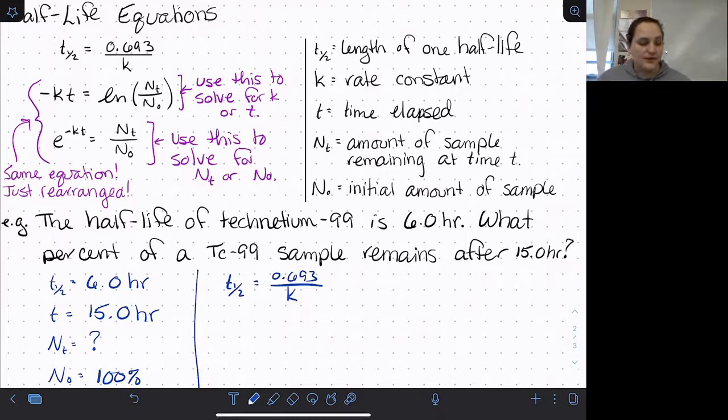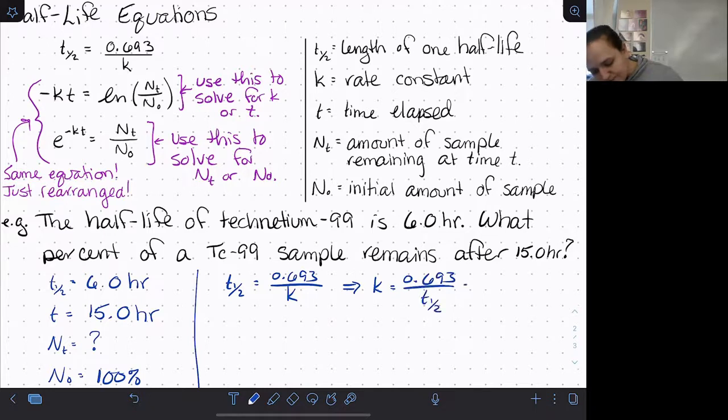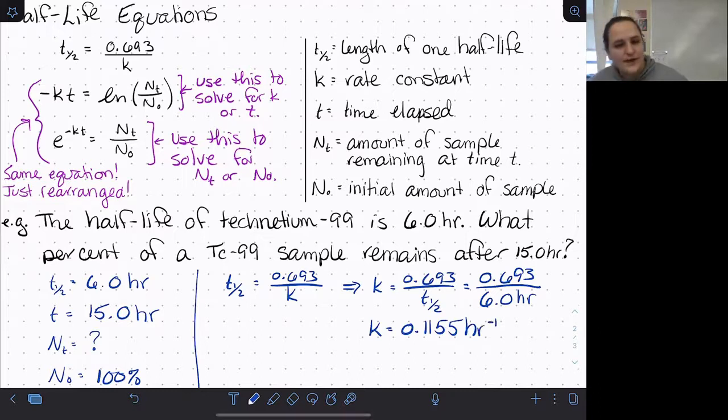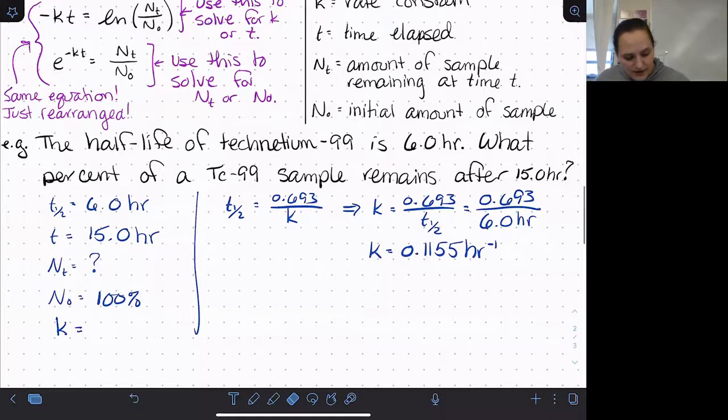and t1/2 equals 0.693 over k. So if I rearrange this to solve for k, you can do it before or after subbing in numbers, entirely your choice. k is going to be equal to 0.693 over the half-life, which is 6 hours. So when I plug that in, I find a value for k of 0.1155 inverse hours. I have a unitless number on the top divided by hours, so 1 over hours, or hours to the minus 1, would be the correct unit on that.